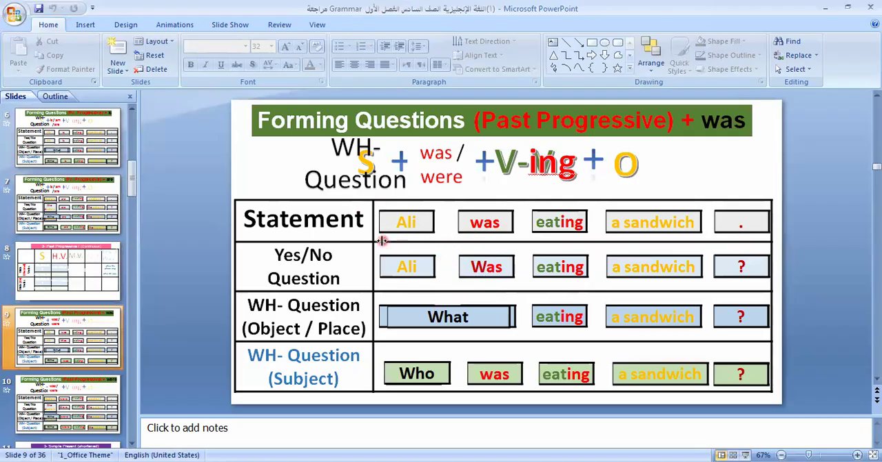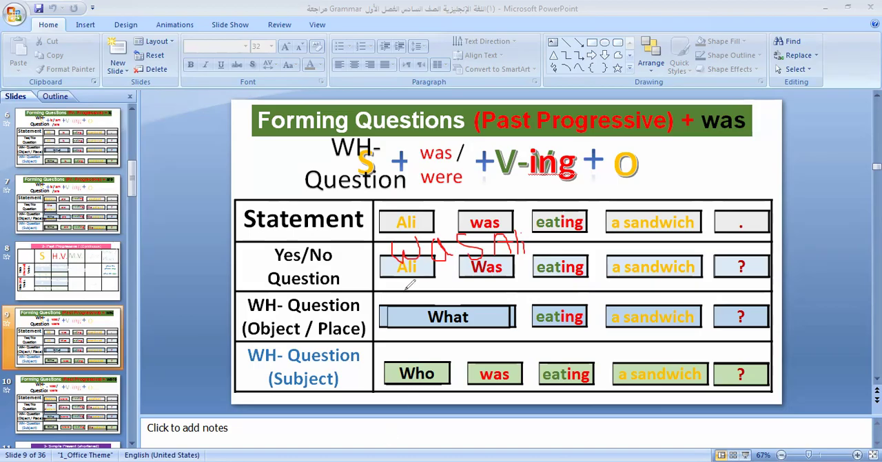Here when we do the question form from the past progressive, what can I do? Here is an example. Ali was eating a sandwich. So when we make a yes/no question, what can I do? I say, was Ali eating a sandwich? Here I replace the verb before the subject. I say here, was Ali. I make a replacement here. It will be like this: was Ali eating a sandwich? And I continue the sentence.